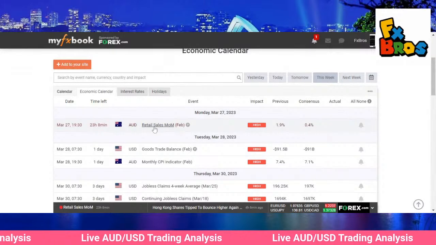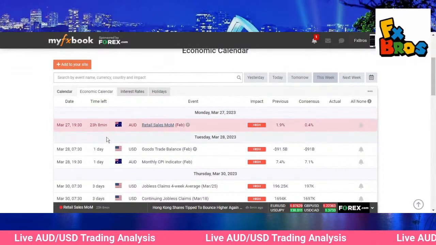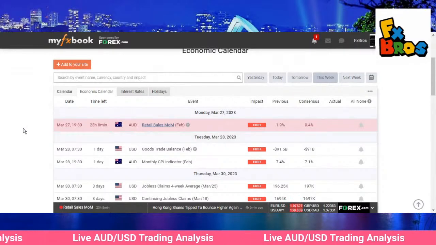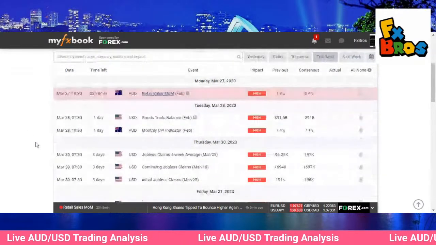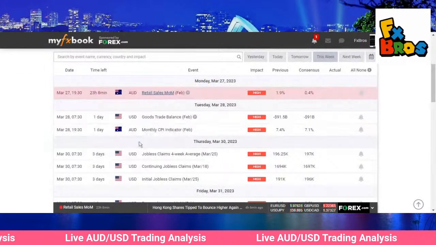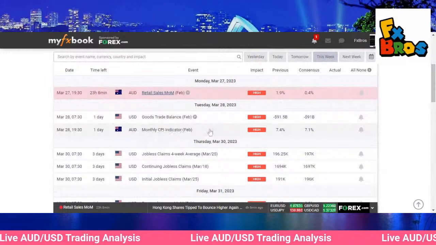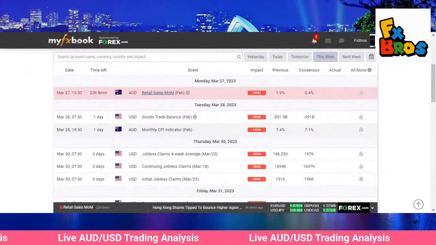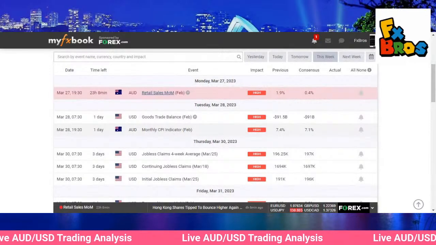So we got Australian dollar Monday retail sales, that's Monday evening, 6:30 p.m. Tuesday, we got goods trade balance for the USD at 7:30 in the morning. Then we got monthly CPI indicator at 7:30 for Australian dollar. That's on Tuesday. No news on Wednesday.